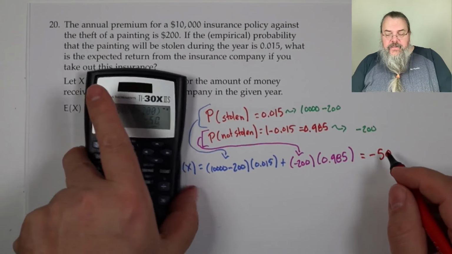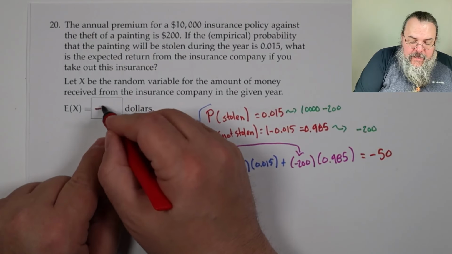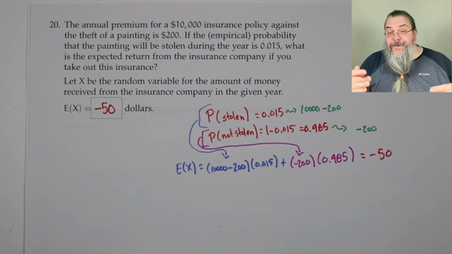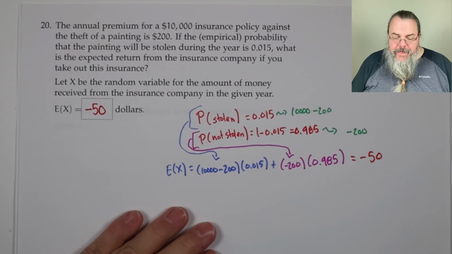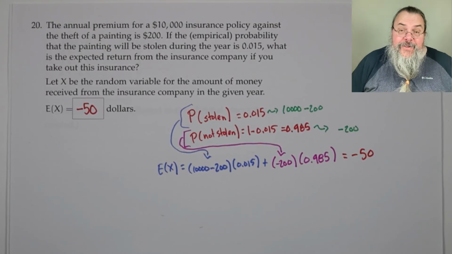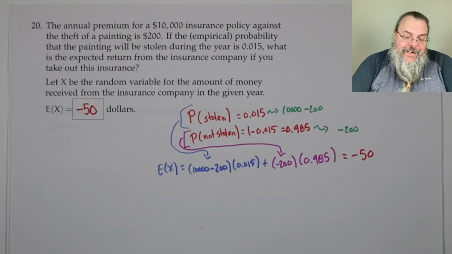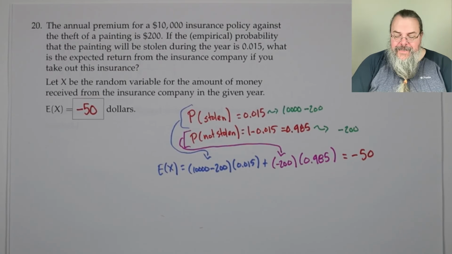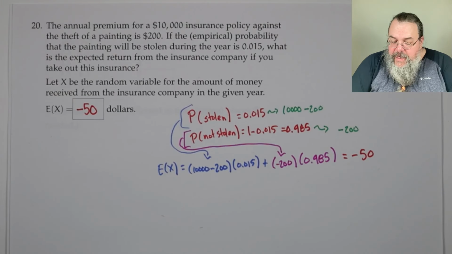So that is our expected outcome. In other words, on average, we lose $50. Now you might say, wait, you mean every year our expected outcome is that we're losing money from this insurance? Yes, because the insurance is taking on risk. And so that's how insurance works. The insurance company pools risk. But that's the procedure. And there you go.